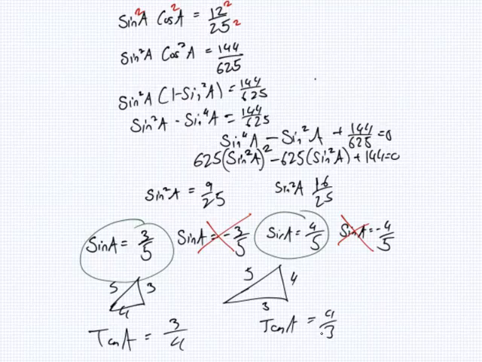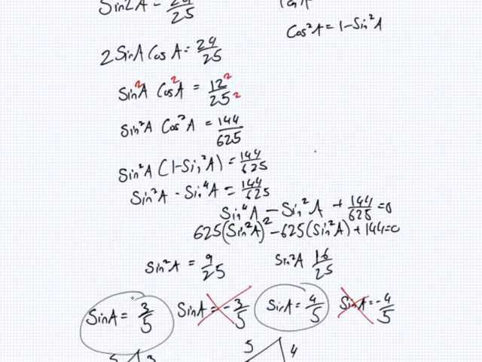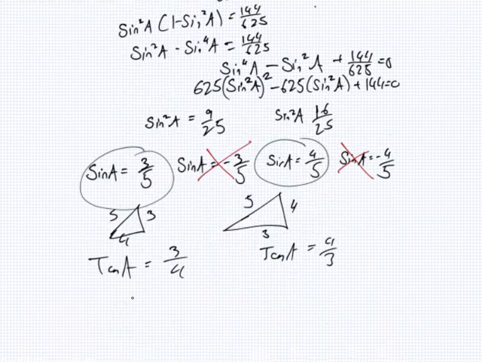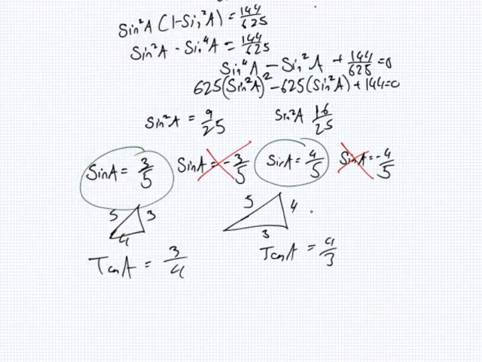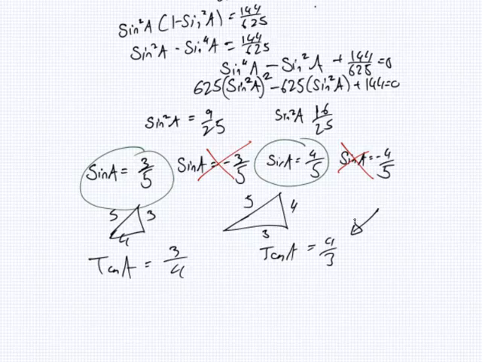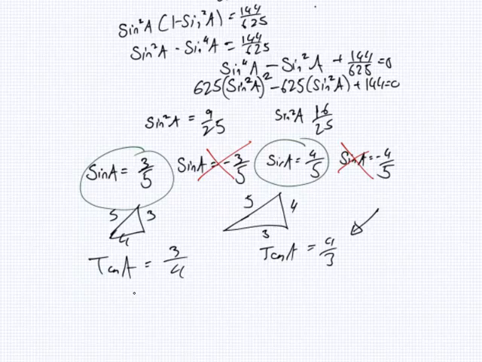Now, I don't know if both answers will work, because I said A is acute, and 2A needs to be acute as well. So, for example, if I calculate here, just roughly, tan inverse 4 over 3, I get 53 degrees. And if I do tan inverse 3 over 4, I get 37 degrees. This angle is no good, because if I double the angle, it's not acute anymore, it's obtuse, because 53 doubled is 106 degrees. But this angle here is only about 37 degrees, so 2A is also acute. So tan A is 3 over 4 is the answer here.